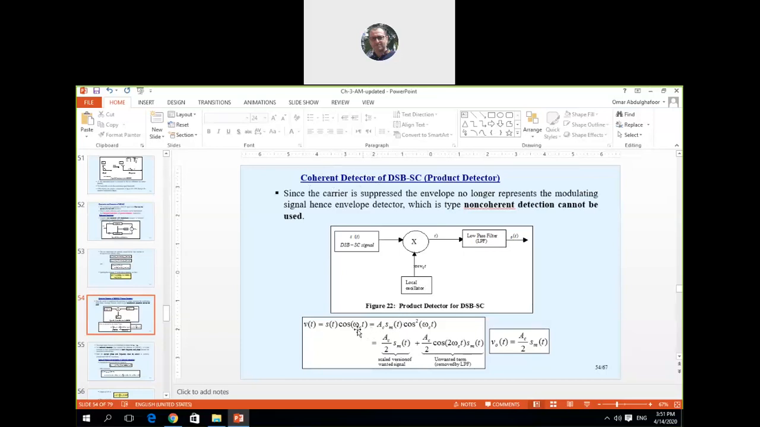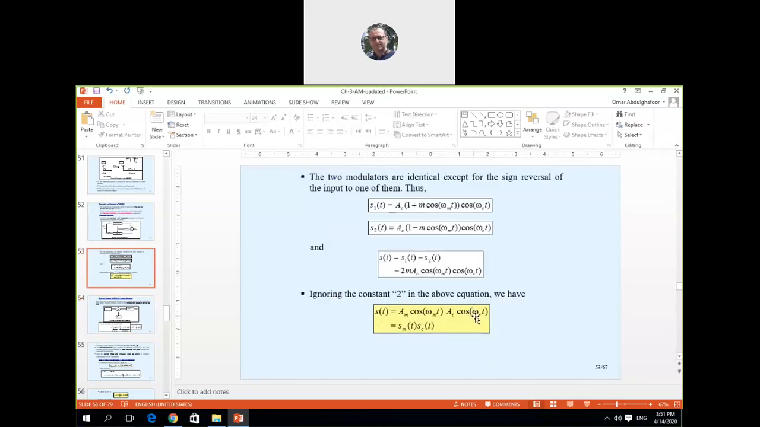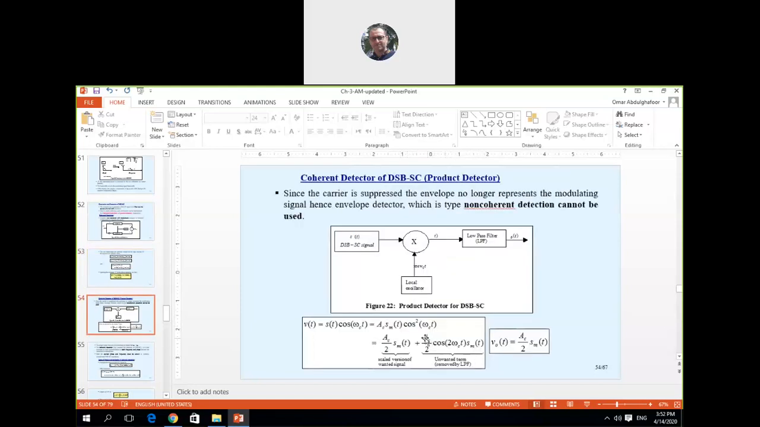So if we multiply by this cosine, we will have A sub c, the amplitude of the carrier, times the modulating signal, the message signal, and cosine squared omega c. Why? Because here we have cosine omega c t, and we multiply by the local oscillator, or the carrier, which is cosine omega c t. This one actually is Sm, so I can replace it: Sm of t times cosine squared omega c t.